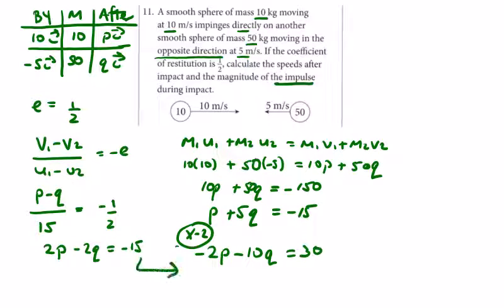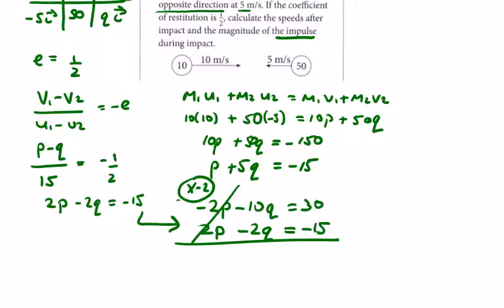And then bring this across: 2P minus 2Q is equal to minus 15, giving us minus 12Q is equal to 15. So Q is equal to minus 15 over 12, which is equal to, 3 goes into both, minus 5 over 4. And Q is minus 5 over 4.